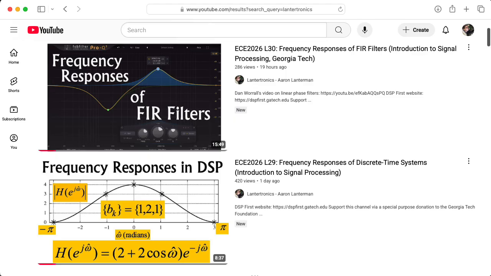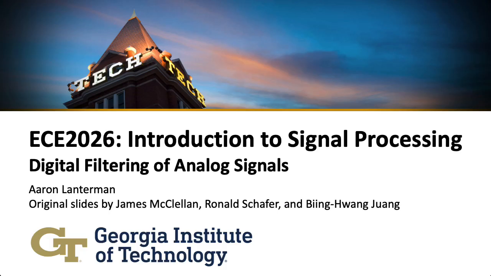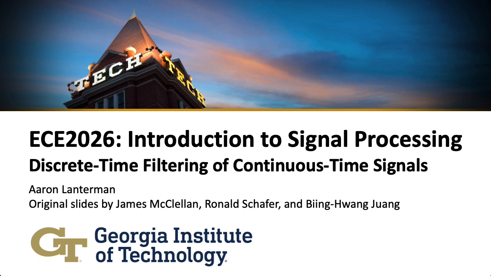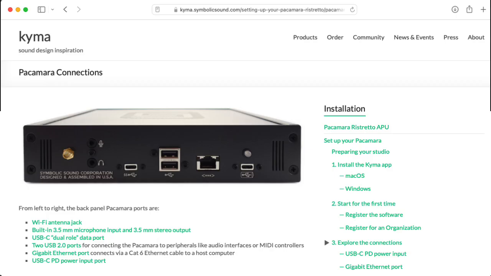In the last couple of lectures of ECE2026, Introduction to Signal Processing, we've looked at frequency responses of discrete time systems. In this lecture, we'll talk about how such discrete time systems can be used to process continuous time signals. Now, I've titled this lecture Digital Filtering of Analog Signals, but it would probably be more accurate to call it discrete time filtering of continuous time signals, since there's nothing in the theory I'm about to describe that actually requires these signals to be quantized in amplitude. But this title isn't as catchy as this title, and in practice you'll most likely be implementing these kinds of schemes on a digital computer.